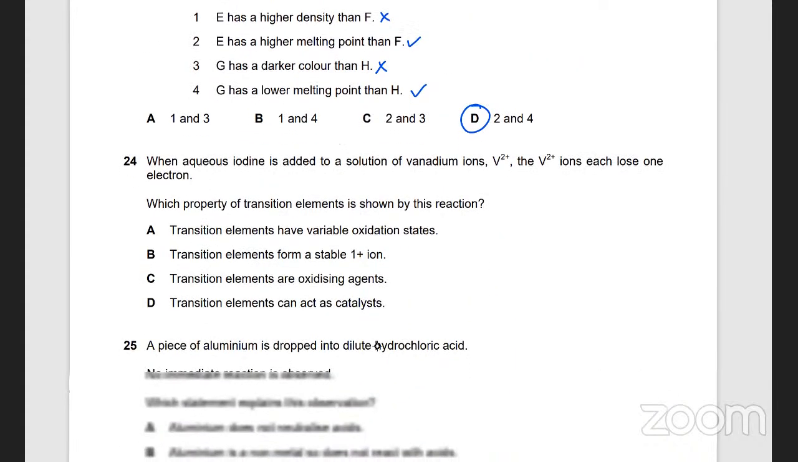अच्छा, next one. Iodine is added to a solution of vanadium ions. Iodine, ठीक है. Aqueous iodine. Which property? वो कह रहे V2 plus ions each lose 1 electron. चलो ठीक है, they all lose 1 electron जब iodine के साथ होता है. Which property of transition elements is shown by this reaction?